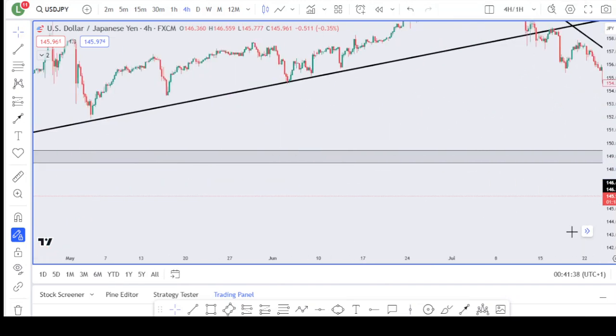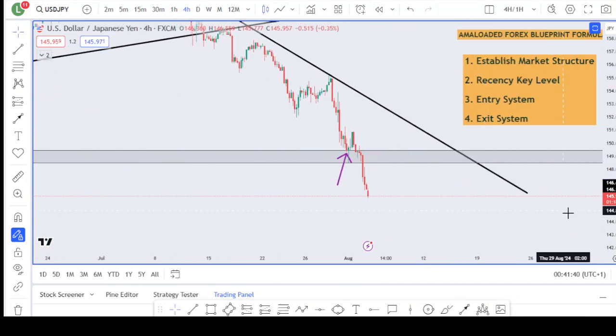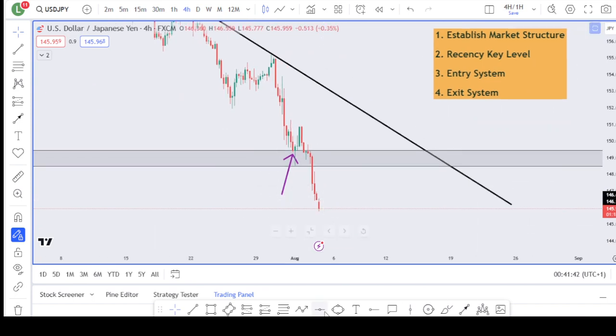Now looking at this current market condition, you will agree with me that price has taken out this support here. Now we are now having a resistance. So it has taken out the support, now turned to broken support, turned to what? Resistance here.